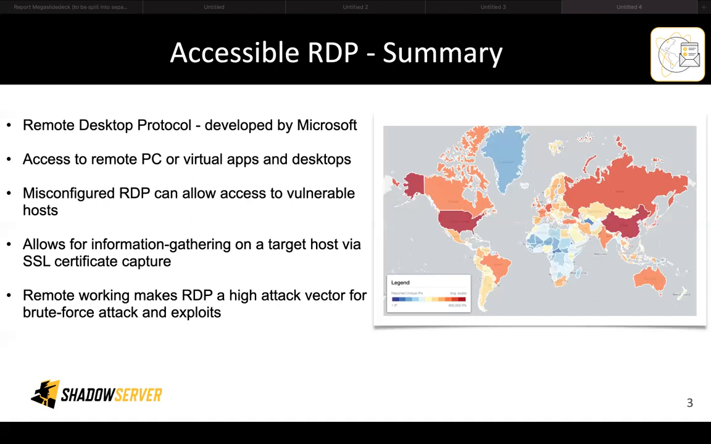On the right of this slide, we have a diagram that shows a map highlighting, globally by country, Shadowserver's aggregated data of exposed RDP instances.